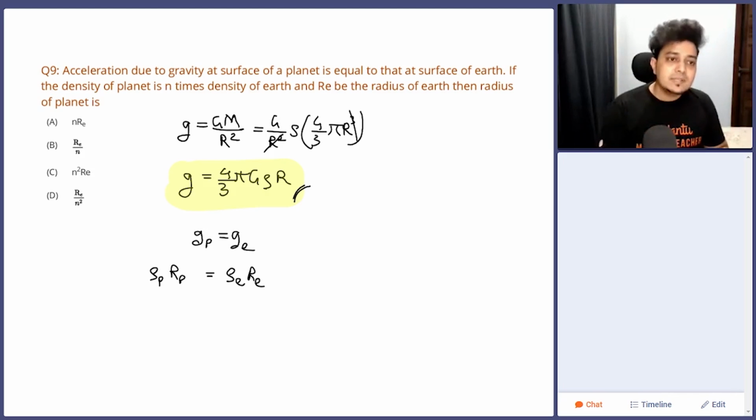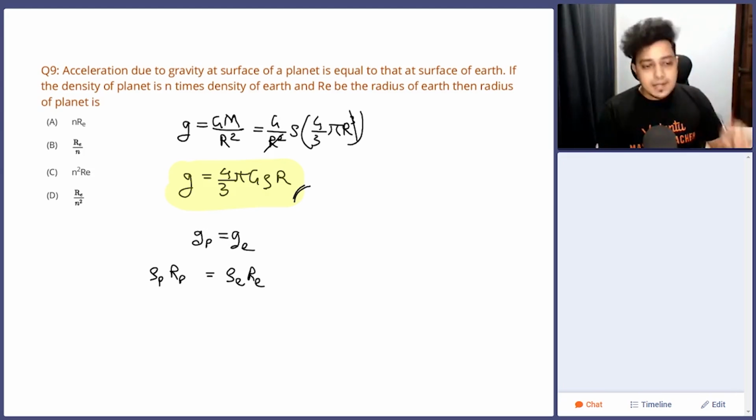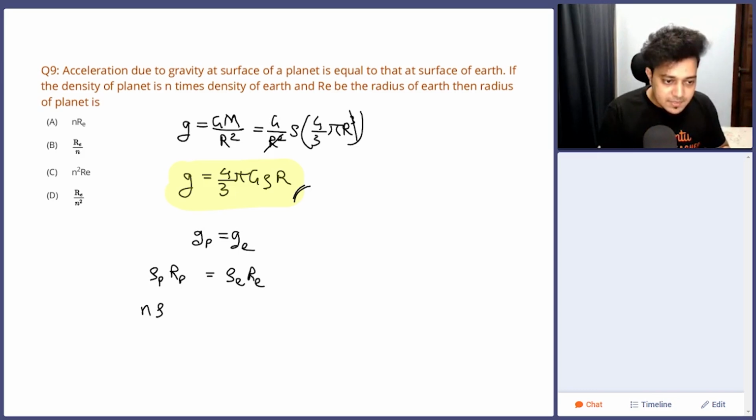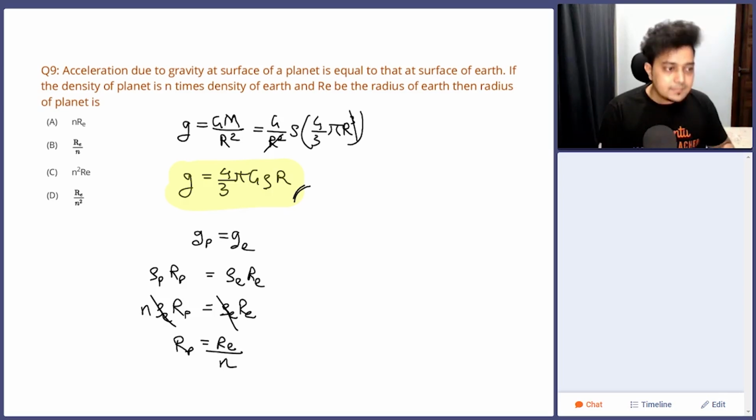So the information is given that the density of the planet is n times the density of the Earth. So density of the Earth cancels from both the sides. So radius of that planet is radius of Earth divided by n. So B will be the correct answer.